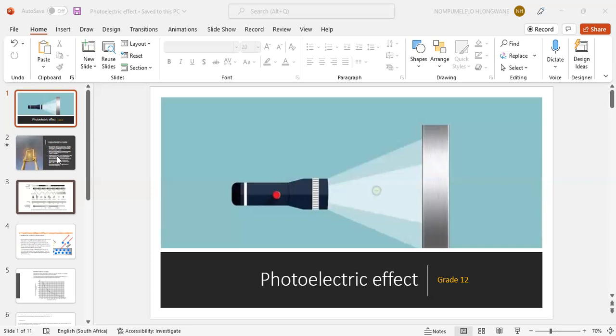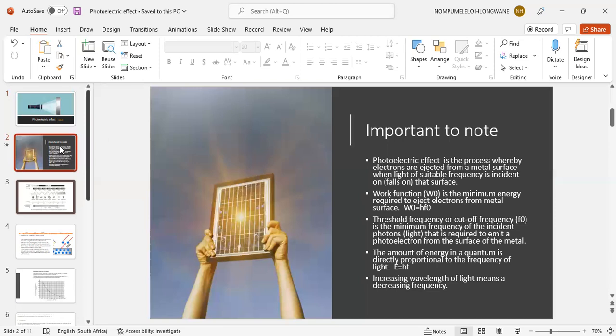The photoelectric effect is basically the process whereby electrons are ejected from a surface using light. Important things that you need to take note of are the terminologies that you have to know how to define, such as the work function, which is the minimum energy required to eject electrons from a metal surface.